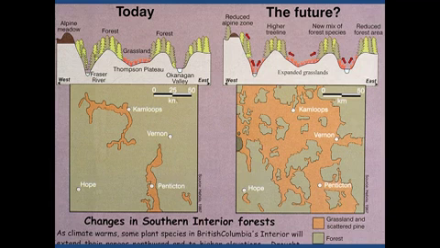Another image here, it gives you an idea just on the left-hand side of the interior. Today, grasslands is orange. You can orient yourself, Penticton, Vernon, Kamloops. In the future, 2080, using the fossil record as a model, the grasslands very widespread. So huge changes in the interior as well as on the coast.